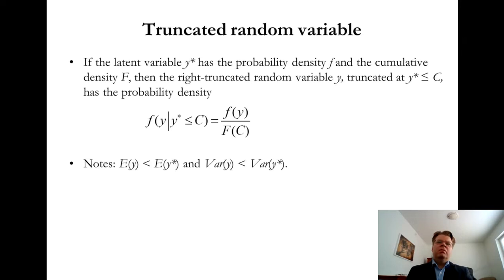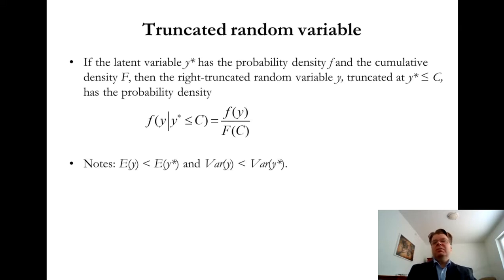And this is why it is important to take this truncation into account. I have also indicated below that the expected value of the truncated variable is lower than that of the original variable, this latent y asterisk, and also the variance becomes smaller when we have this kind of truncation.